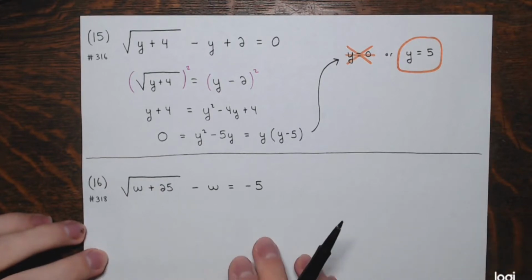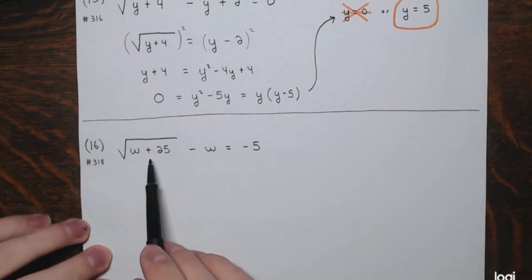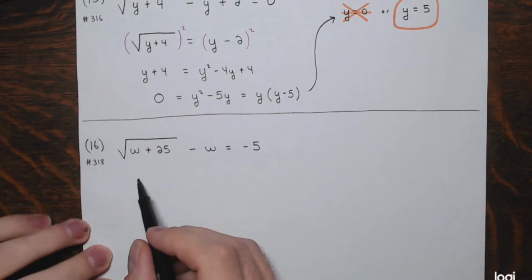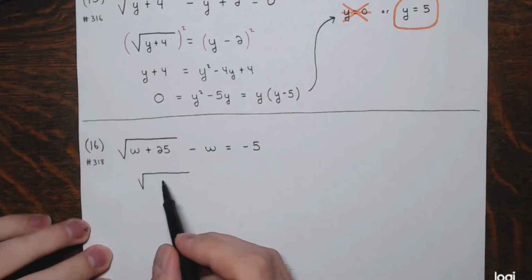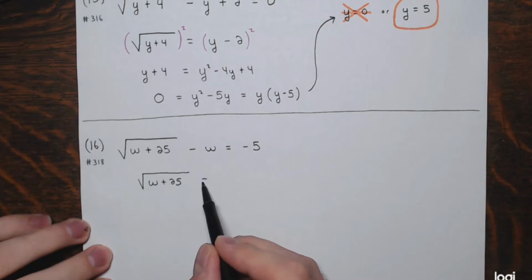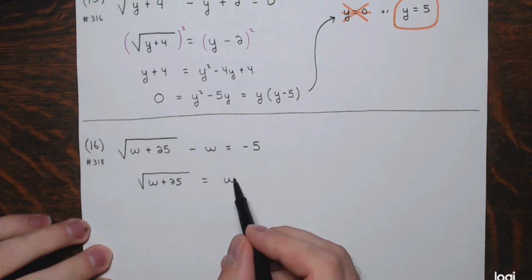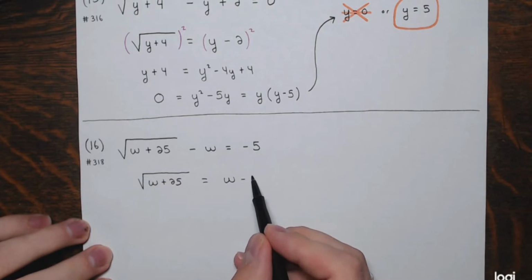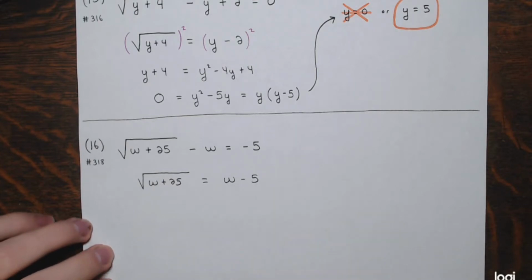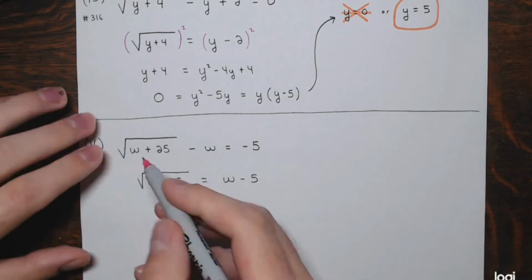Number 16, which is exercise 318. So once again, I wish to isolate the radical. So I want that square root of w plus 25 by itself. And in order to do that, I would add w. Right? So on the other side, we'd have w and then still the minus 5 there. Alright, then we square both sides. It's another square root.